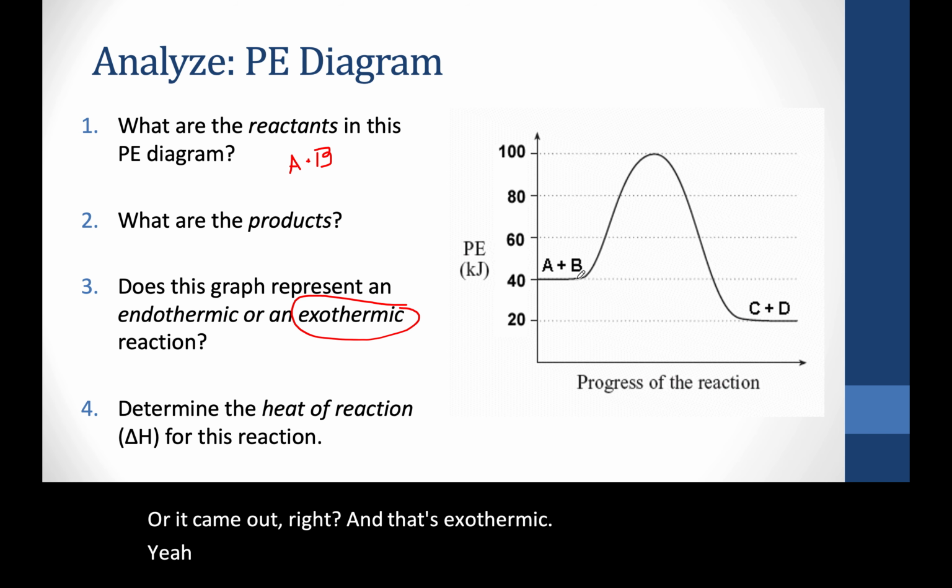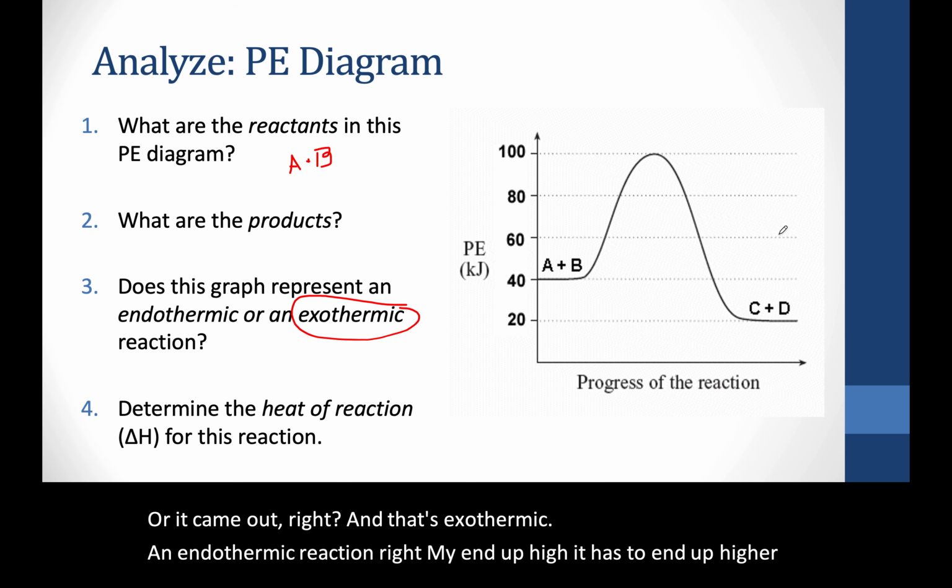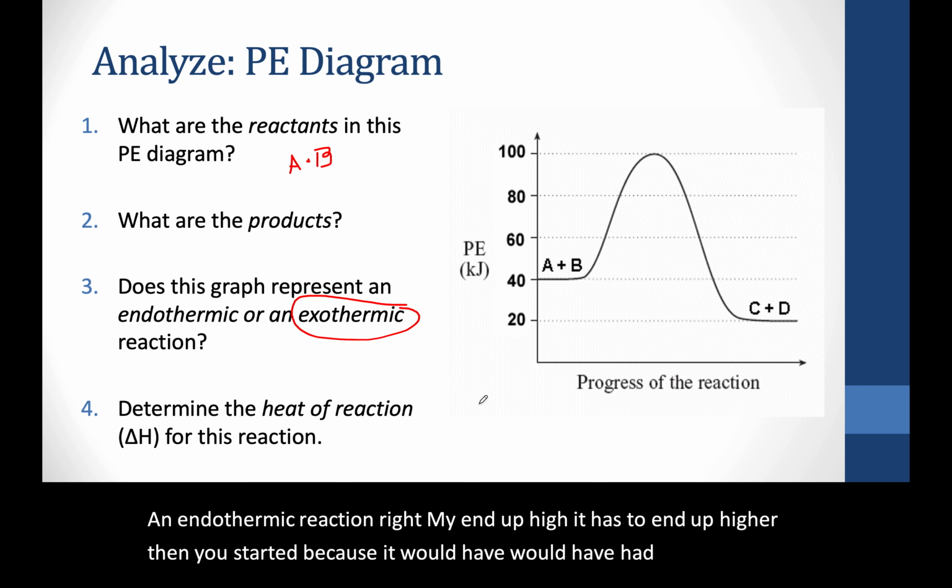An endothermic reaction might end up high. It has to end up higher than you started because it would have had to absorb energy.